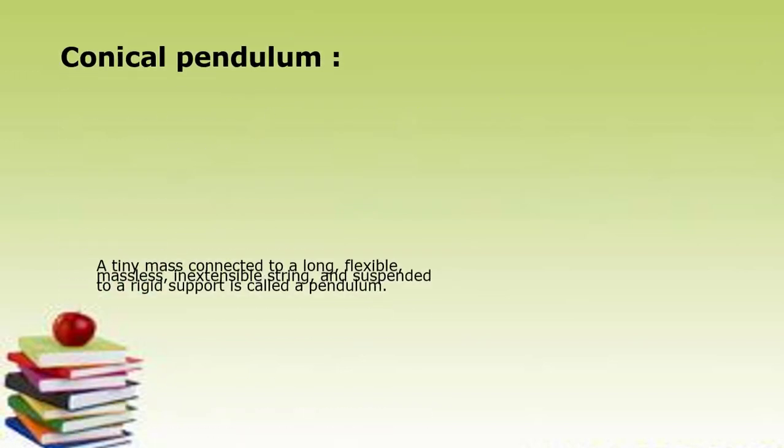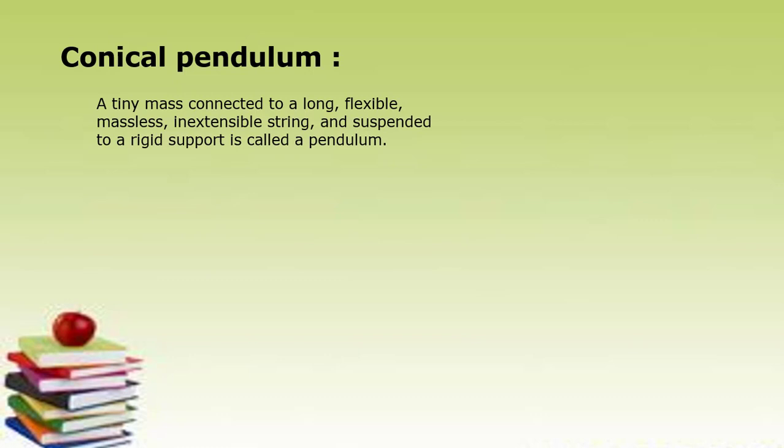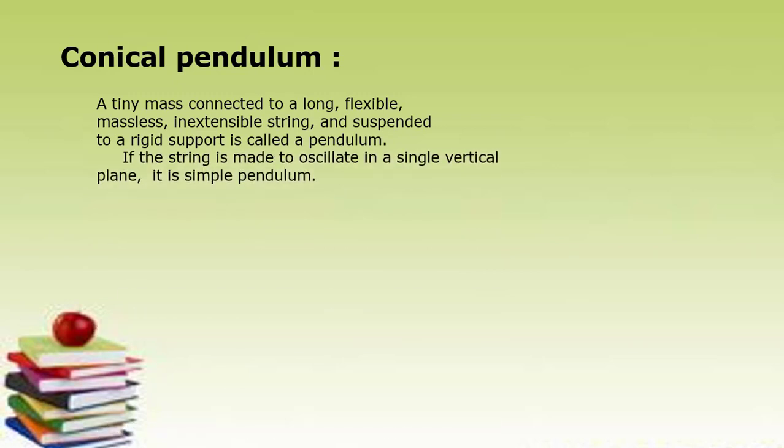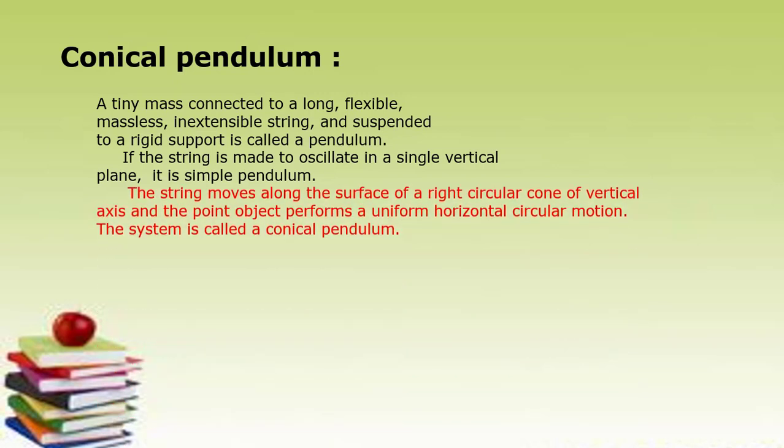Conical Pendulum. A tiny mass connected to a long flexible, massless, inextensible string and suspended from a rigid support is called a conical pendulum. If the string is made to oscillate in a single vertical plane, it is a simple pendulum. The string moves along the surface of a right circular cone of vertical axis and the point object performs a uniform horizontal circular motion. The system is called a conical pendulum.